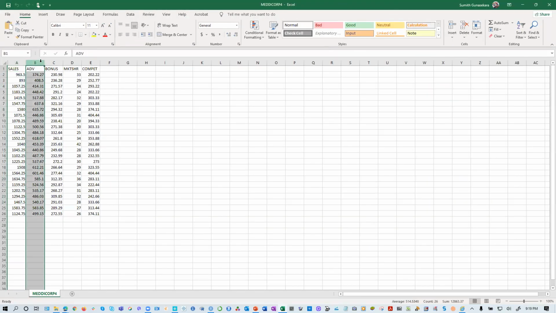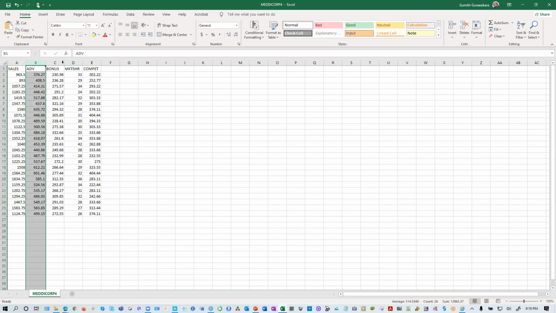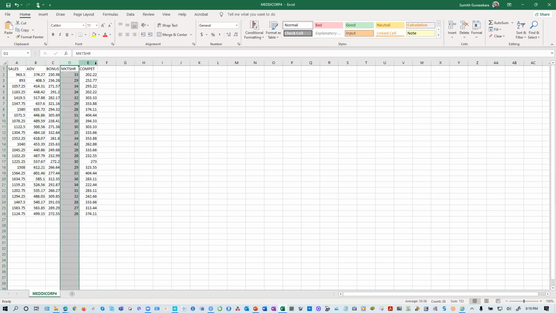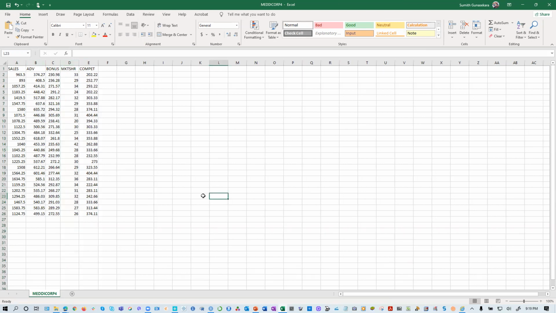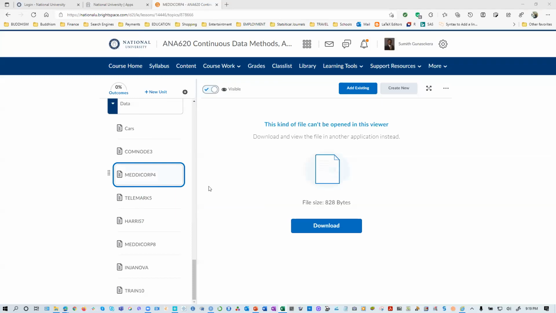So you have sales, advertising, bonuses, market share, competitor. Instead of checking how sales can be affected by only the advertising, they have added the bonuses, market share, and the competition. More variables being added now. 1, 2, 3, 4 variables. This is the Y variable. This is Y, sales. Sales has been discussed. It's available here already.